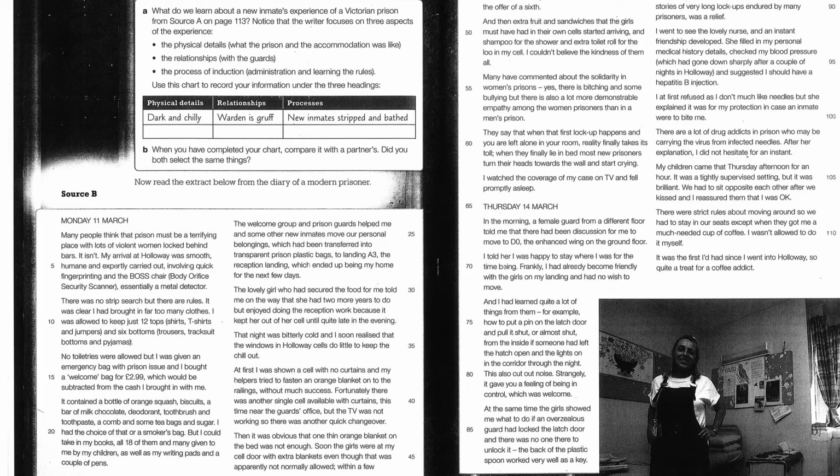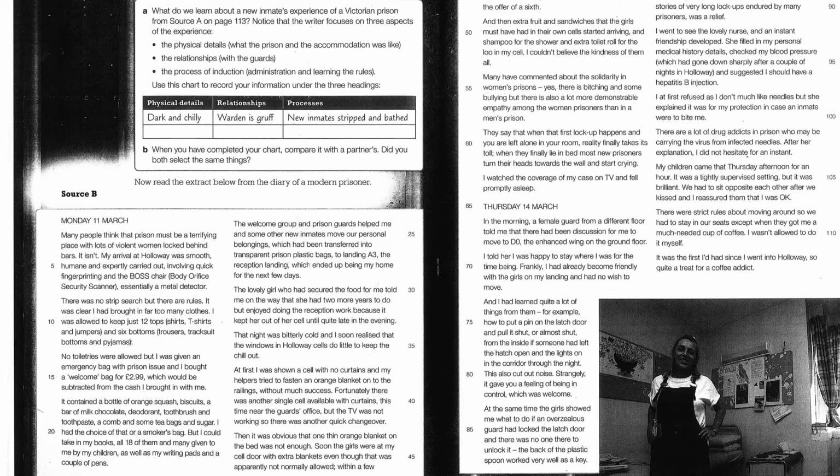Then it was obvious that the one thin orange blanket on the bed was not enough. Soon the girls were at my cell door with extra blankets, even though that was apparently not normally allowed. Within a few minutes, they offered over 6. And then extra fruit and sandwiches that the girls must have had in their own cell started arriving, and shampoo for the shower and an extra toilet roll for the loo in my cell. I couldn't believe the kindness of them all.